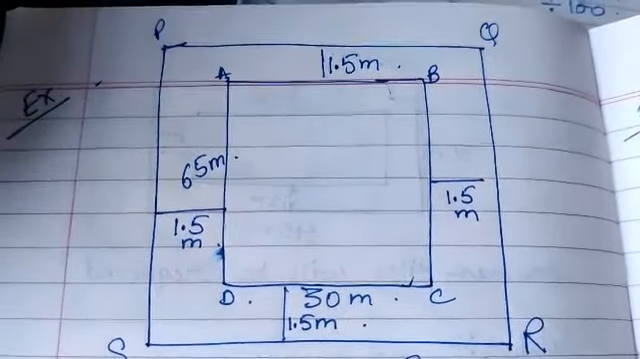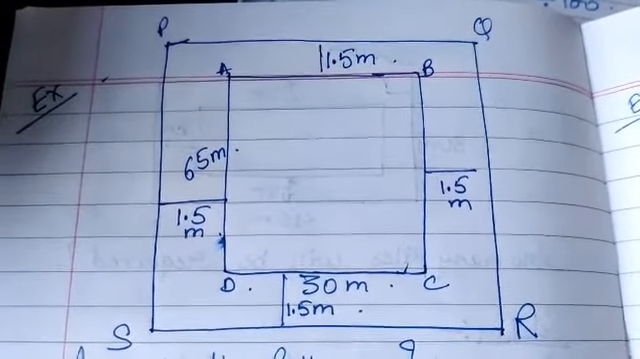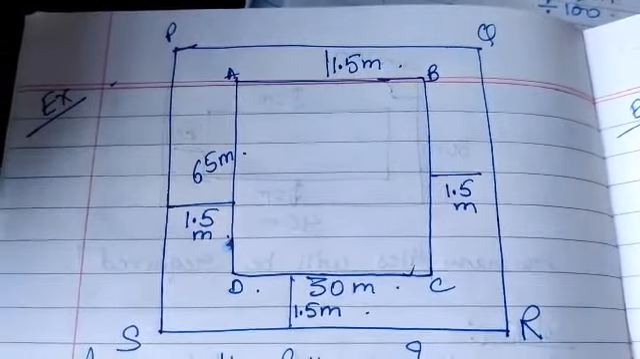Now the next example in our textbook is that a rectangular playground is 65 meter long and 30 meter wide.